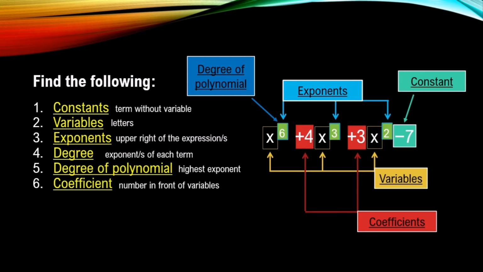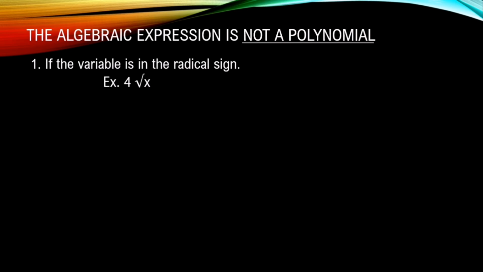So that's how we find constants, variables, exponents, degree of a polynomial, and coefficient. Now, when can we say that the algebraic expression is not a polynomial? Number 1, if the variable is inside the radical sign, like for example, 4 square root of x.